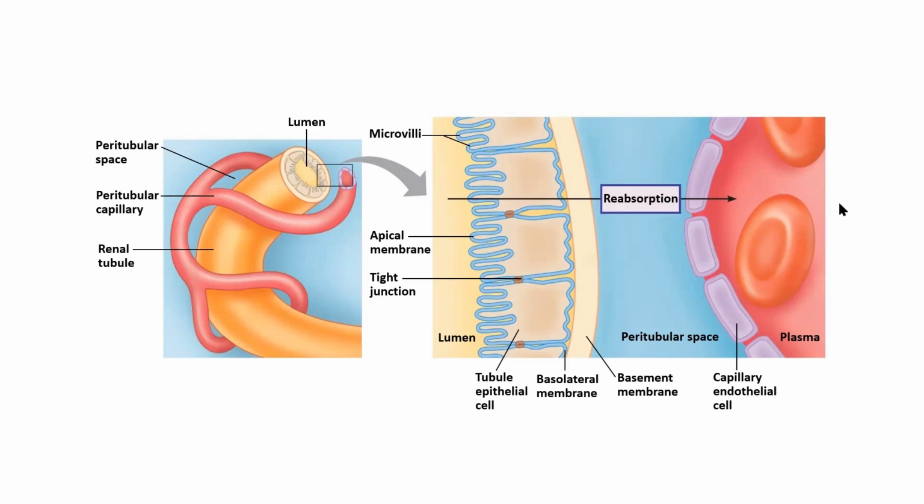So it's really important for us to understand these layers here. We've got the epithelial cell, we've got the basement membrane of that epithelial cell, we've got the peritubular space, and then we've got the capillary endothelial cell layer.